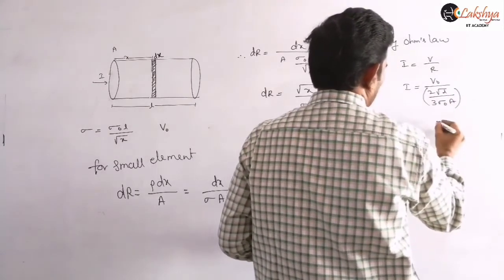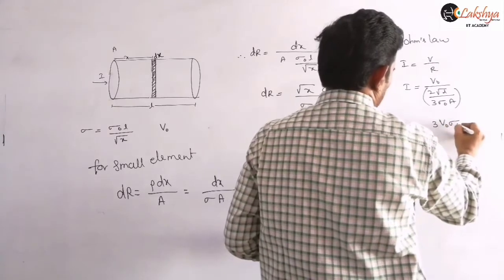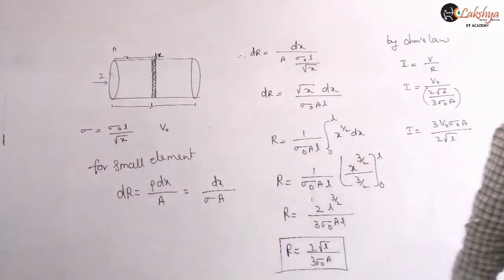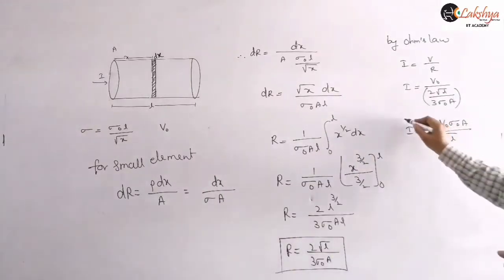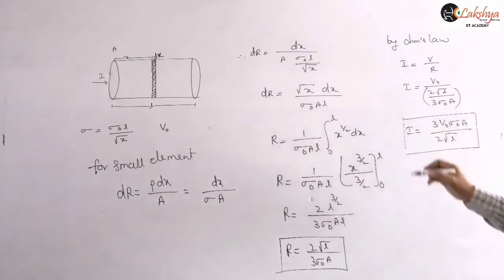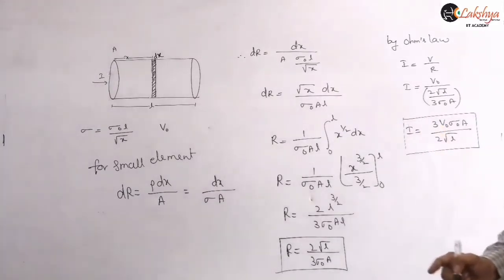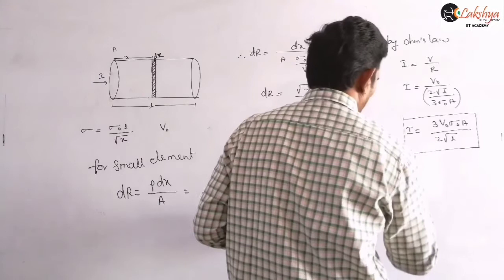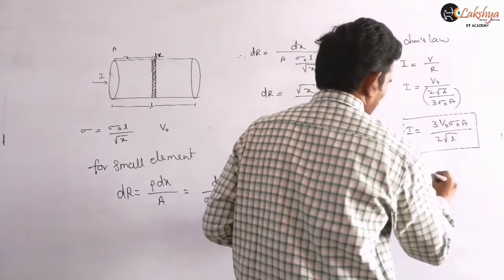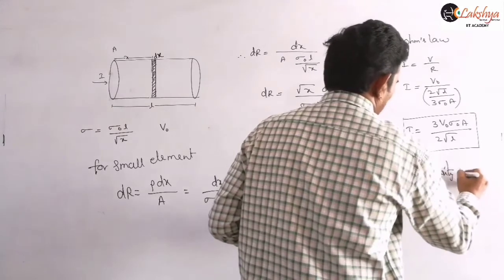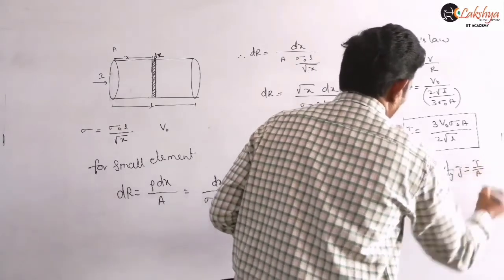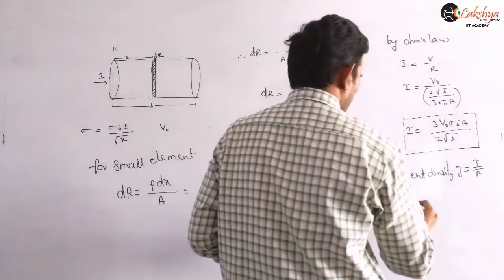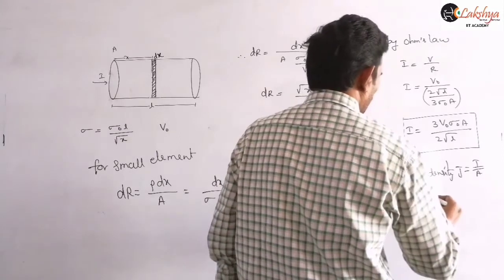Therefore finally I can write this as 3 V naught into sigma naught into A by 2 into root L, right? And so next here let us say this is the current. Now we need to write current density. So current density is nothing but, we know the definition of this current density. So current density J is equal to I by A. Current per unit area is nothing but our current density here.